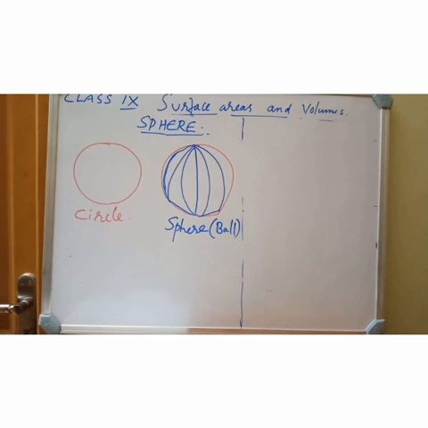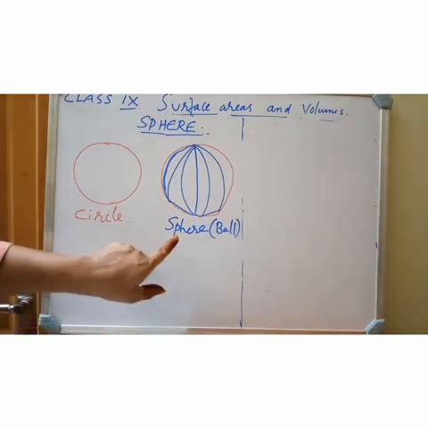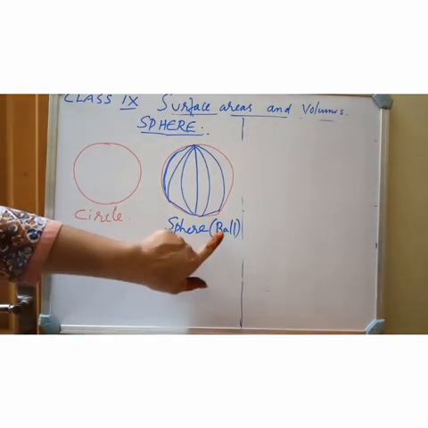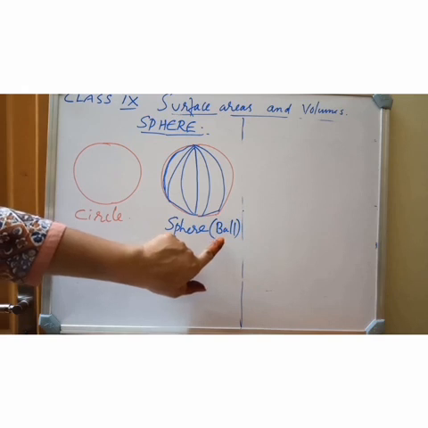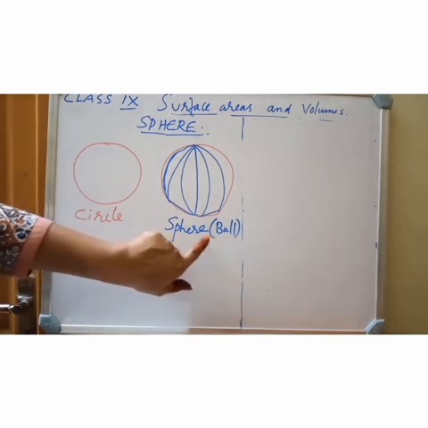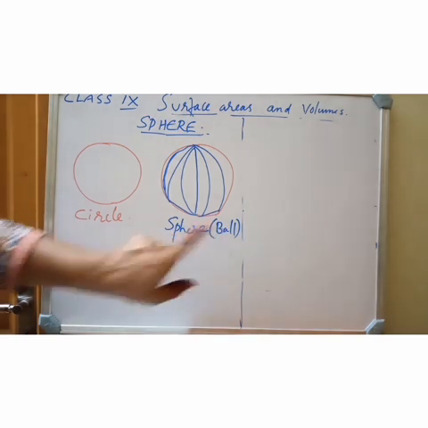Can you guess what that is? If you are placing an object on the ground, especially for boys playing, it will touch only one point on the ground. Yes, very good. It is a ball. So a ball is in the shape of a sphere. In daily life, an example of a sphere that we see is a ball, isn't it? Ball is in the shape of a sphere.